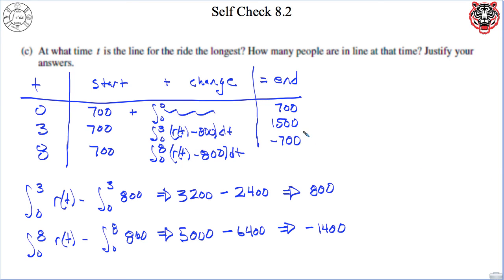But for right now, clearly the longest line is right there, and we need to know the time. So we need to actually have a conclusion here. So at t equals 3 hours, the line is 1,500 people. So I'm going to say longest at that time. Perfect.